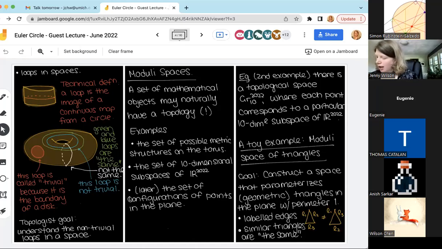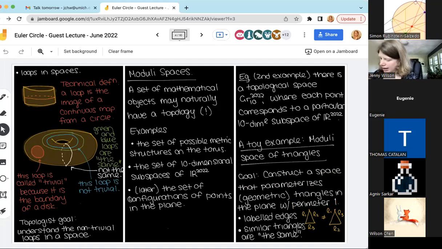So I propose we're going to construct a toy example of a moduli space, just to give us a sense of what these things look like. This is not an extensively studied moduli space. I just made this up for the purpose of this talk. But I propose that we construct a space that parameterizes triangles in the plane with perimeter 1.